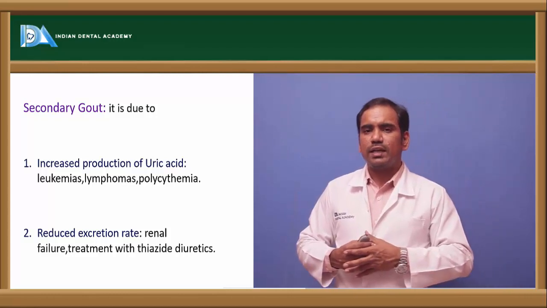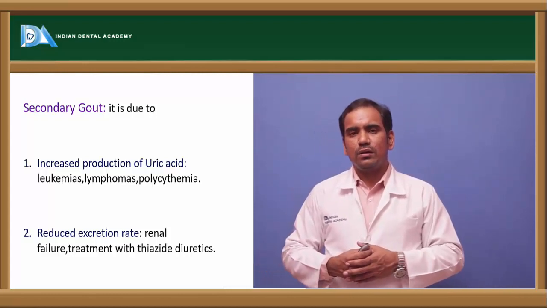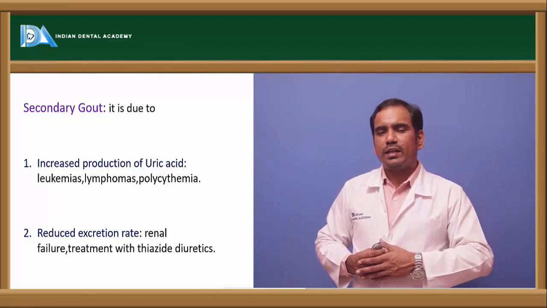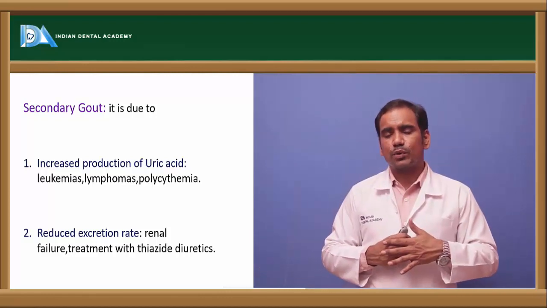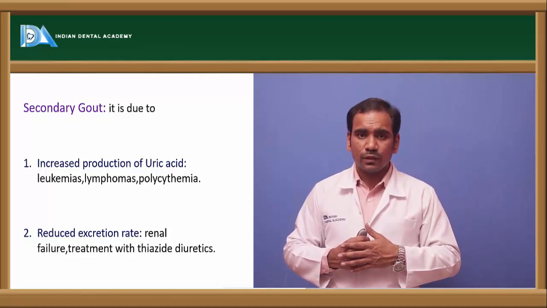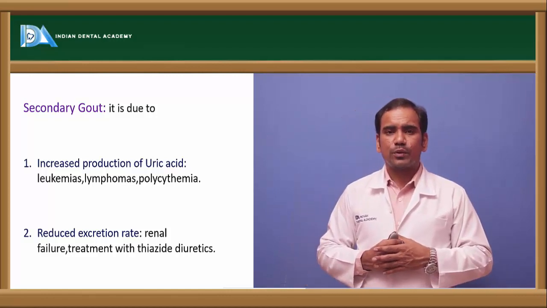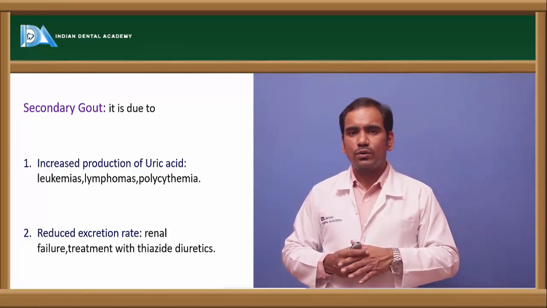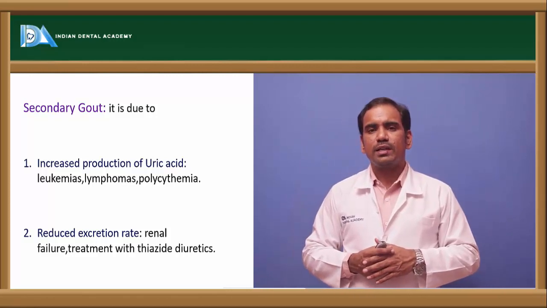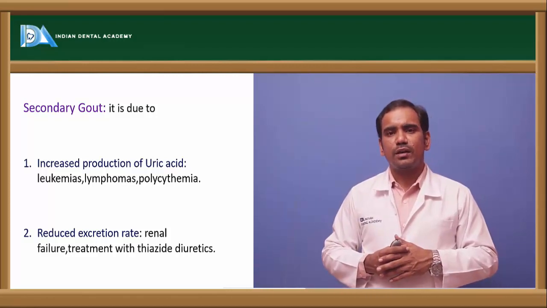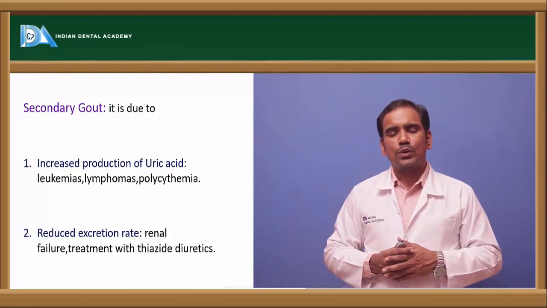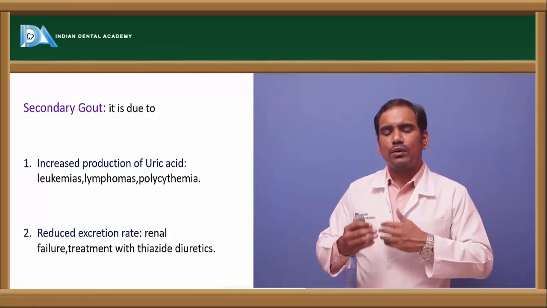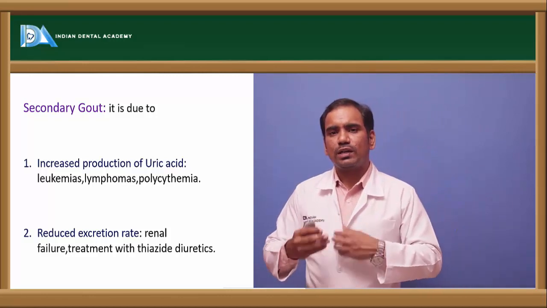So what is secondary gout? There is increased purine turnover, right? There is increased uric acid production in secondary gout, and that is seen mainly in conditions like polycythemia, leukemia, and lymphomas. In all those conditions there is increased nucleic acid turnover, nucleotide turnover.